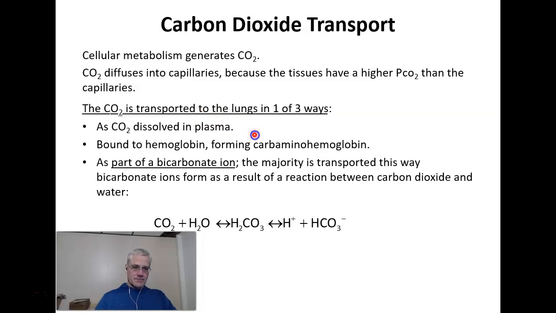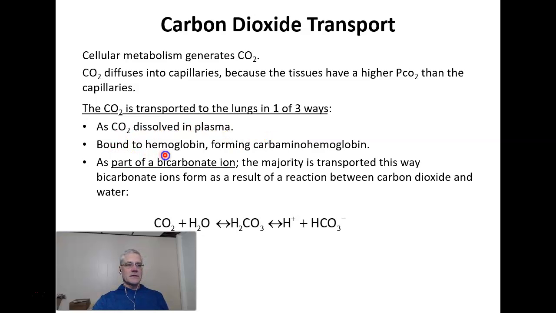Now there are three ways that you can transport that carbon dioxide. Carbon dioxide can be dissolved right in plasma, just as a gas. So you're carbonated, essentially, right? Go to your fridge, get a pop. A carbonated beverage has CO2 dissolved in it. So do you, but not a lot.